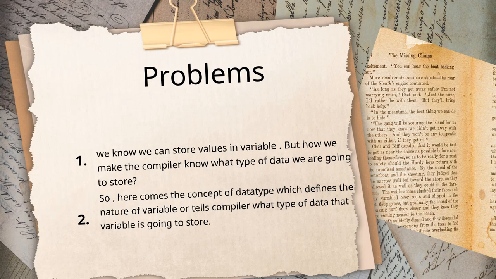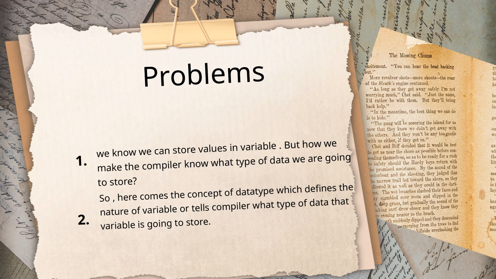Let's talk about a common problem we encounter when working with variables. We know we can store values in a variable, right? But then, a natural question arises. How does the compiler actually know what type of data we're going to store in that variable? Well, this is where the concept of data types comes into play. Think of data types as a way to define the nature of the variable. They tell the compiler what kind of data the variable is meant to hold.